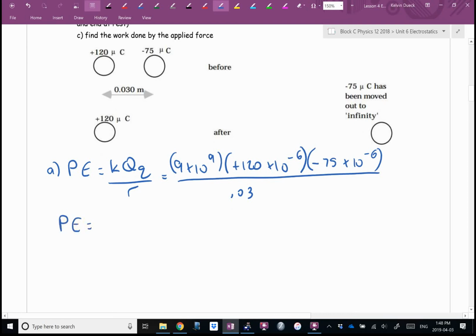How much potential energy is stored between these two charges? Trevor, what'd you get?